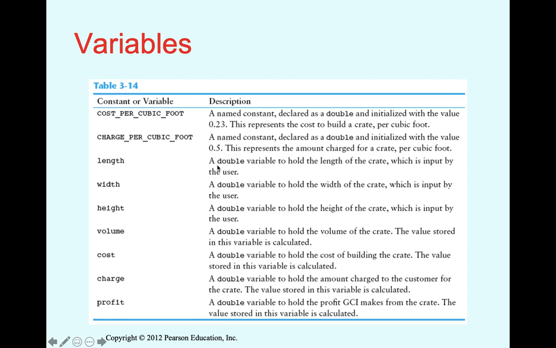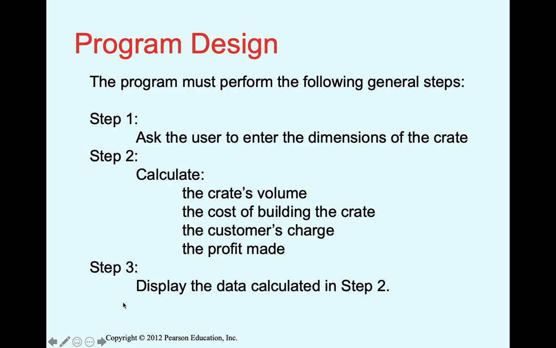Also the length, the width, and the height, the dimensions of the box, are given by the user. You need to compute the volume, and after you compute the volume, you multiply it by this and you get the cost. Also the volume multiplied by this gives you the charge or the price. And if you take the price minus the cost, then you get the profit. So this is the program.